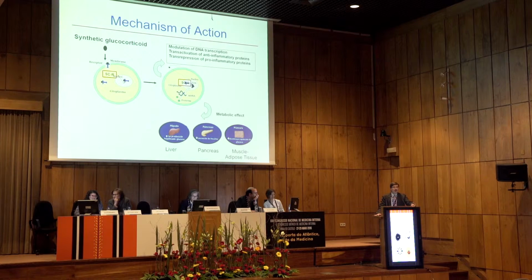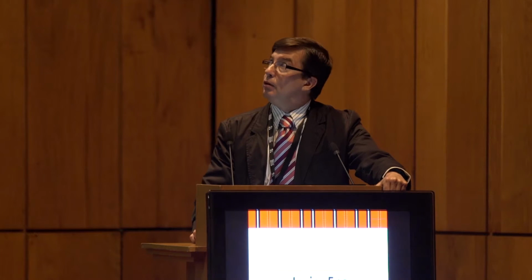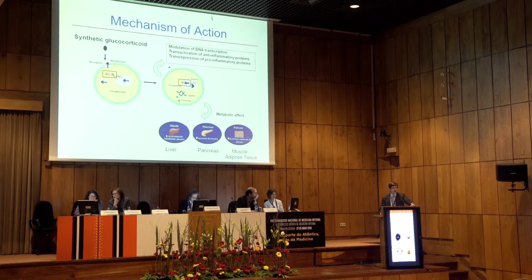So, what are the mechanisms of action of glucocorticoids to produce hyperglycemia? Synthetic glucocorticoids, as you see, have to bind to a receptor in the cytoplasm of the cell, and the union of systemic glucocorticoids and receptor goes to the nucleus of the cell and produces modulation of DNA transcription. So at this level, there is a transactivation of anti-inflammatory proteins and transrepression of pro-inflammatory proteins, and that is the reason why the glucocorticoids are so potent anti-inflammatories.